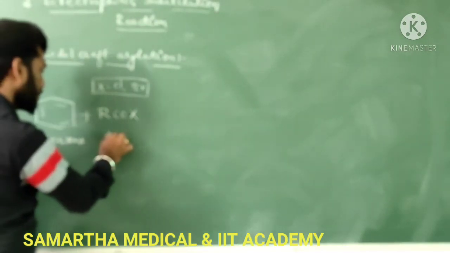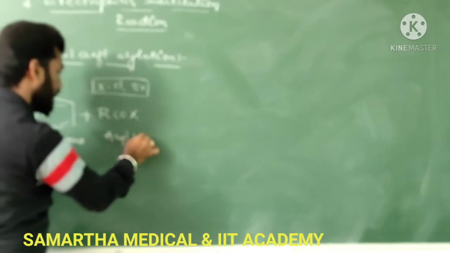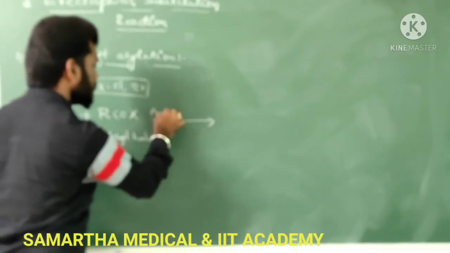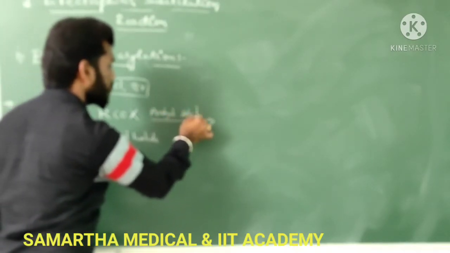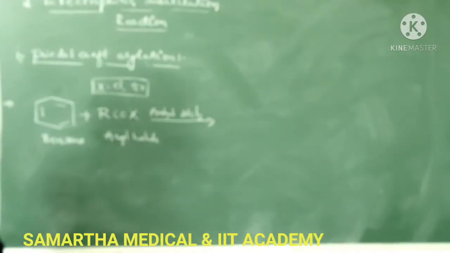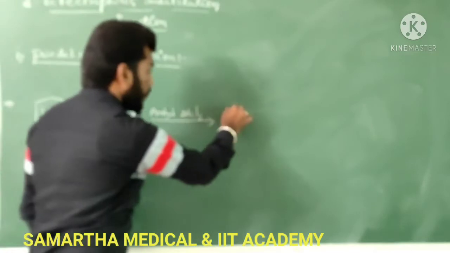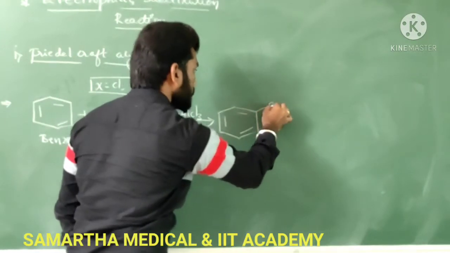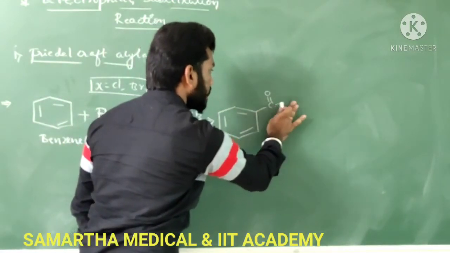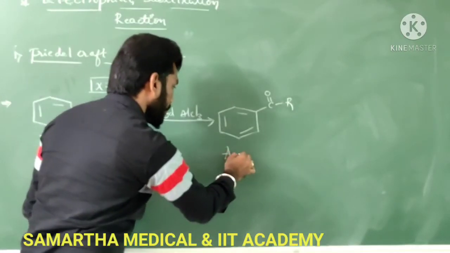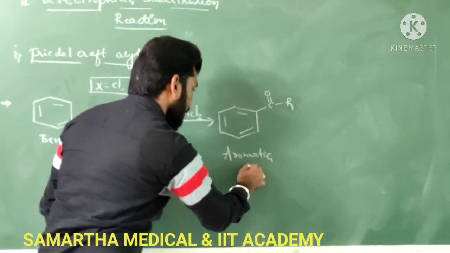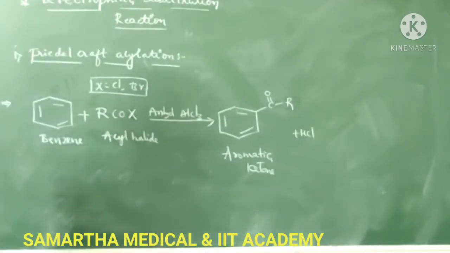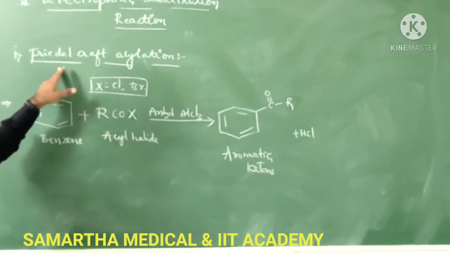When benzene is combined with an acyl halide in the presence of anhydrous aluminium chloride, the major product we are going to get is an aromatic ketone, and the byproduct is hydrochloric acid, HCl. This is the general reaction of Friedel-Crafts acylation.